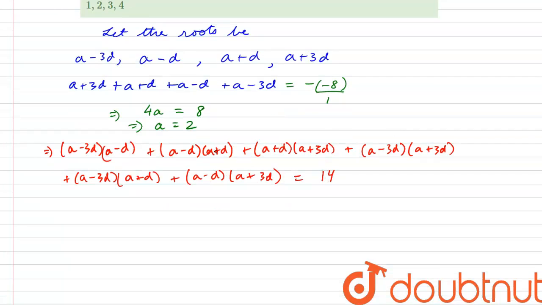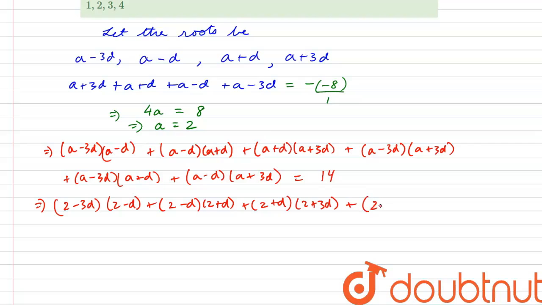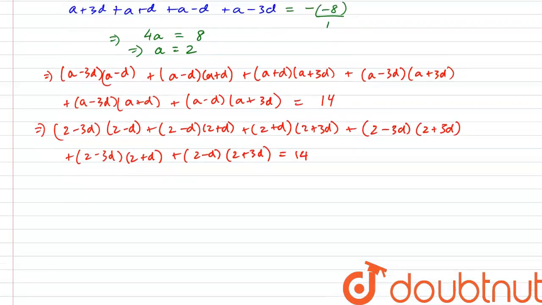Now we'll substitute the value of A, that is 2. So we have 2 minus 3D into 2 minus D plus 2 minus D into 2 plus D plus 2 plus D into 2 plus 3D plus 2 minus 3D into 2 plus 3D, plus 2 minus 3D into 2 plus D plus 2 minus D into 2 plus 3D. This whole thing is equal to 14. Now let us simplify this.